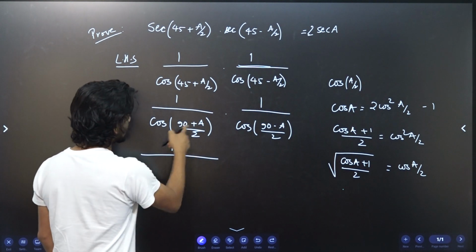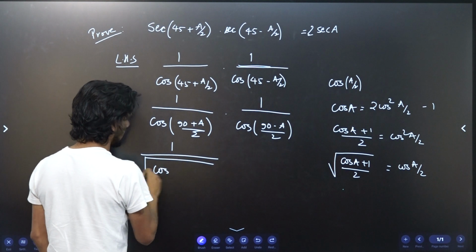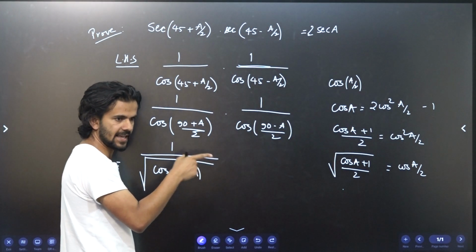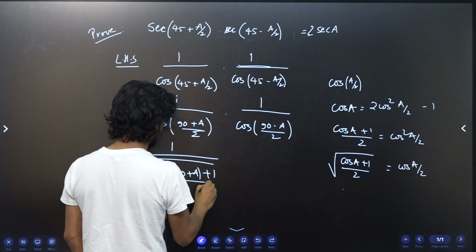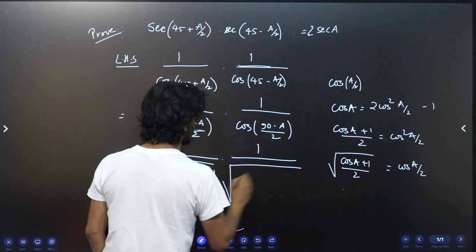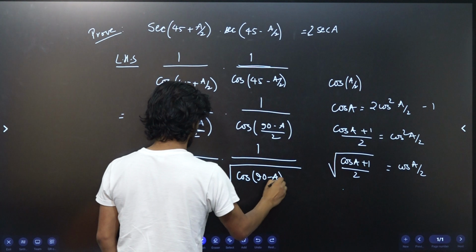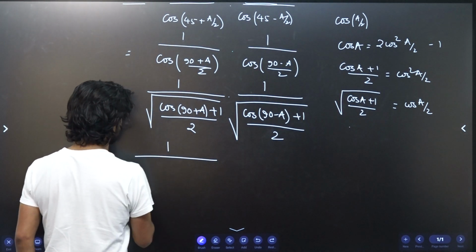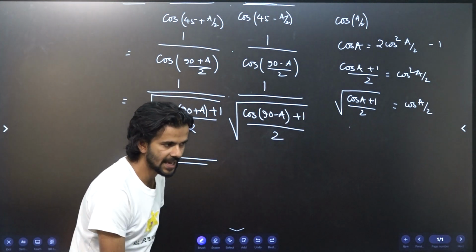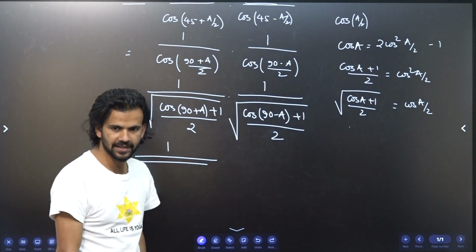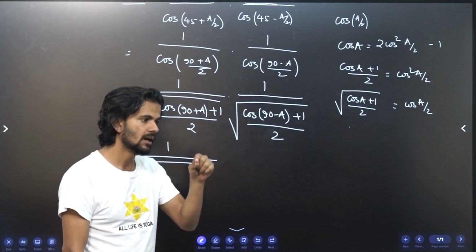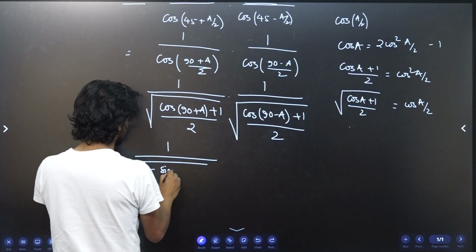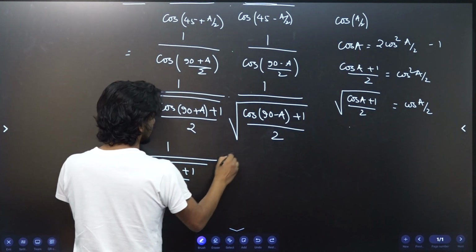So 1 divided by cos((90 + A)/2) is 1 divided by root of (cos(90 + A) + 1)/2, times 1 divided by root of (cos(90 − A) + 1)/2. Now cos(90 + A): 90 means it changes into sine, and 90 + A is in the second quadrant, where cos is negative, so it is minus sin A.